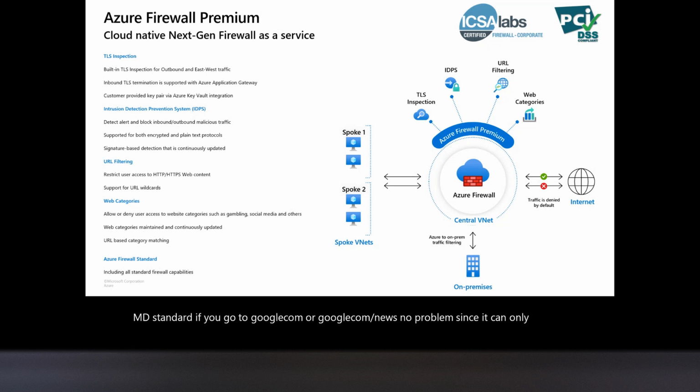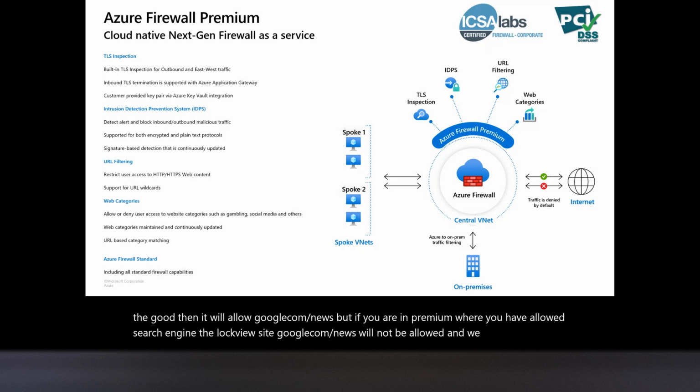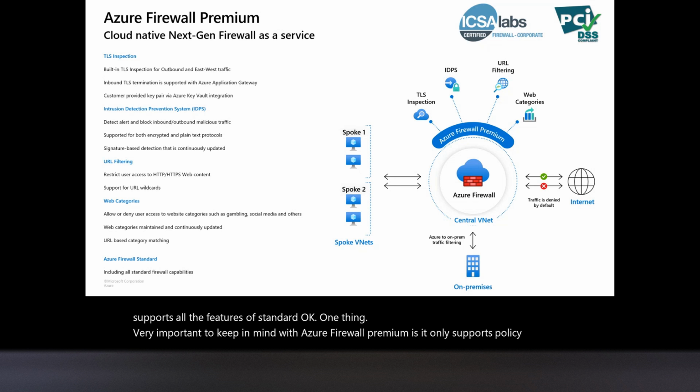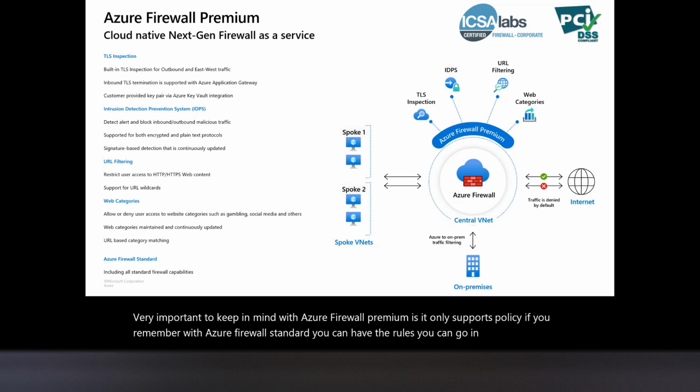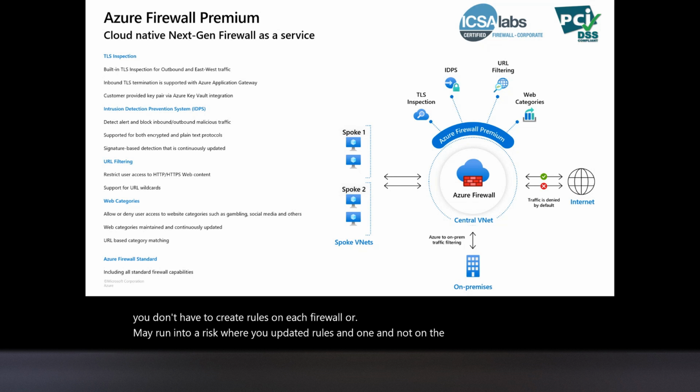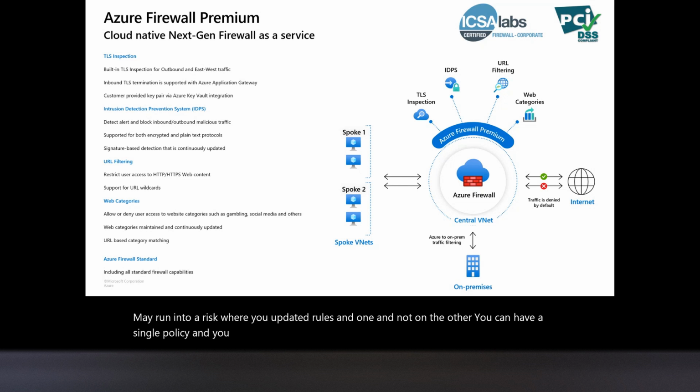One thing very important to keep in mind with Azure Firewall Premium is that it only supports policy. If you remember, with Azure Firewall Standard, you can have rules. You can go in and handpick the rules, or you can use a policy. With Azure Firewall Premium, you can only have policy. You cannot have rules. And I think that makes things simple. If you have multiple firewalls, you don't have to create rules on each firewall, or run into a risk where you updated rules in one and not on the other. You can have a single policy and apply that policy on all those firewalls.